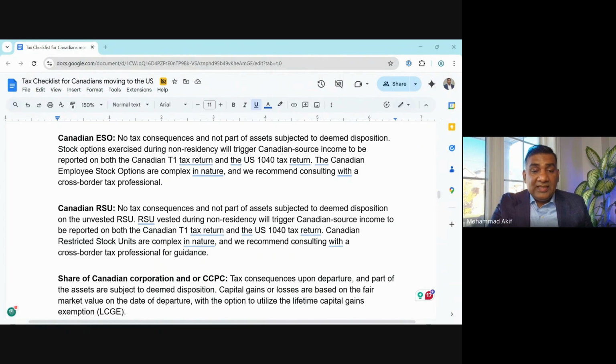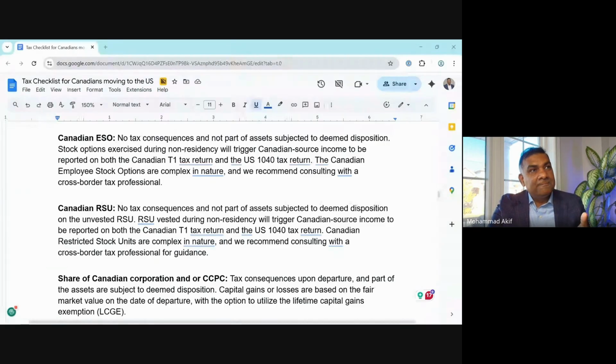Shares of a CCPC are subject to deemed dispositions. That means whatever the value of the stocks is, not the inventory, CRA will tax you on it. Of course, we do have lifetime capital gains exemptions that you can use to reduce those capital gains. That of course will be limited based on the type of company that you have, how much gains you have, and what the value is. This is also one of the complicated areas. Make sure you talk to a professional, and understand how this is going to work.